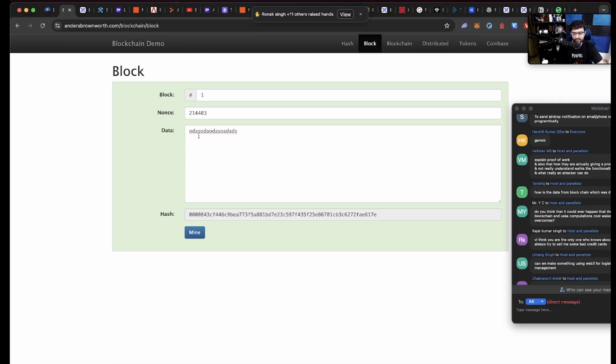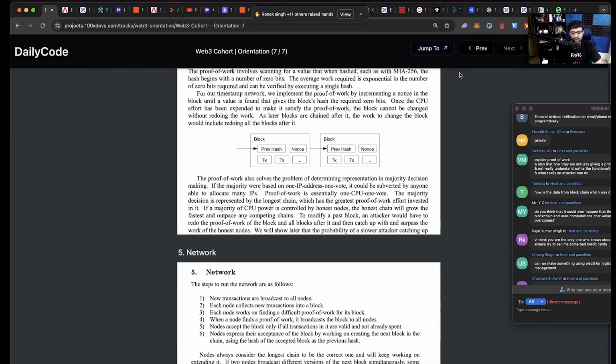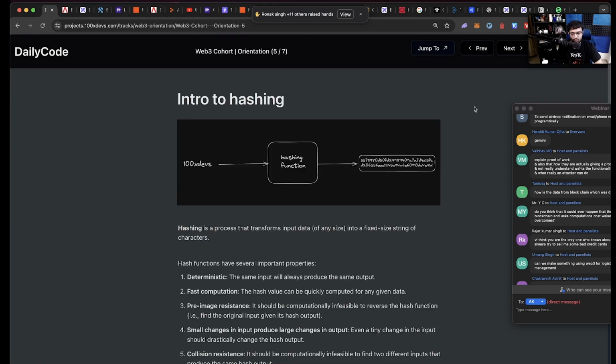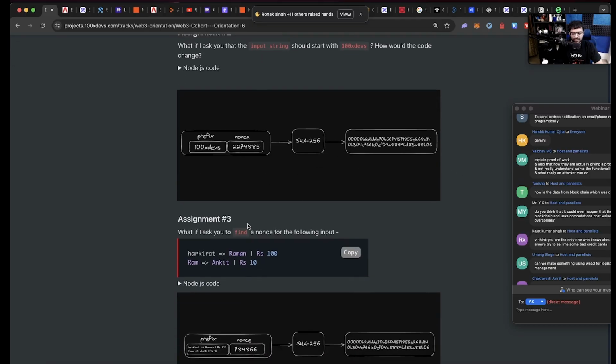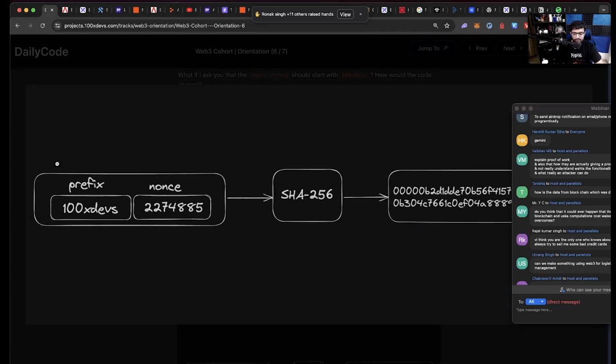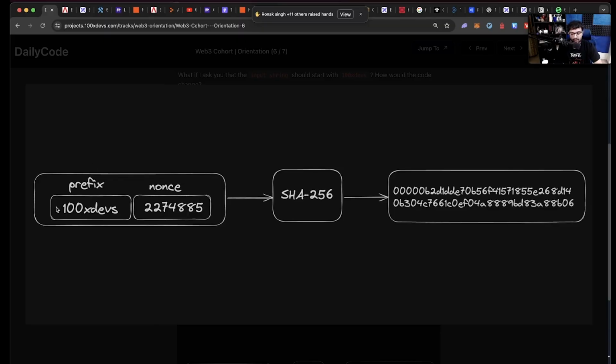a number such that when you join block number, nonce, data, bunch of other things, the final hash that comes out starts with 3 zeros. That is the same thing we were doing in the code that we wrote, right? If you go back to the code that we wrote, what were we doing? We said, okay, given a prefix of 100x steps, write the code that finds the nonce such that when you put the combined string inside a SHA-256, it starts with a certain number of zeros.